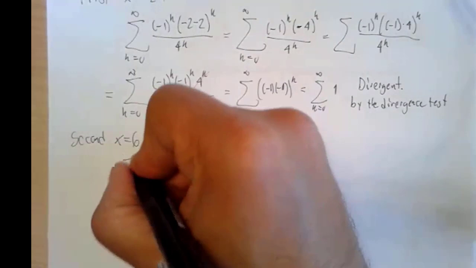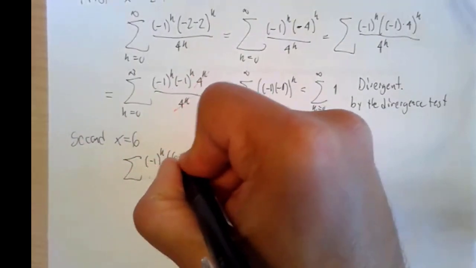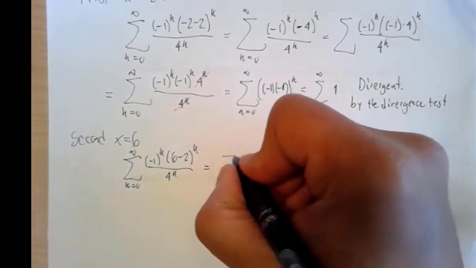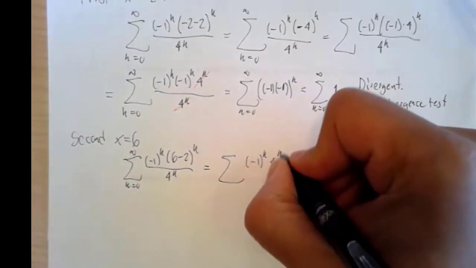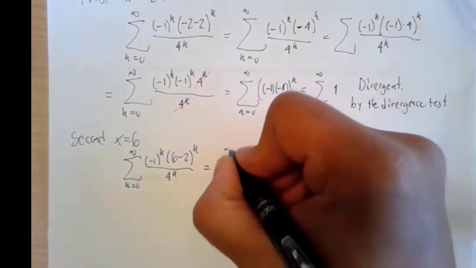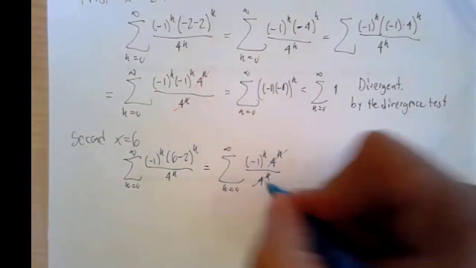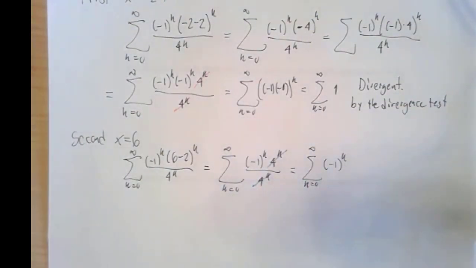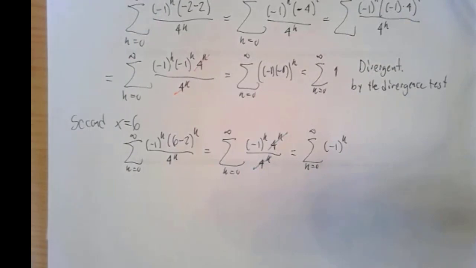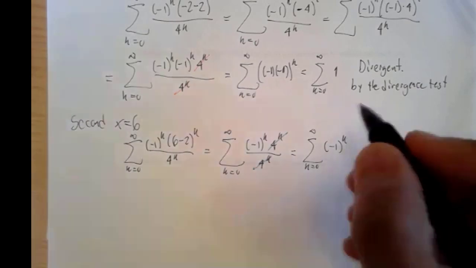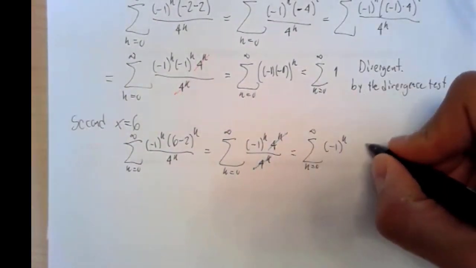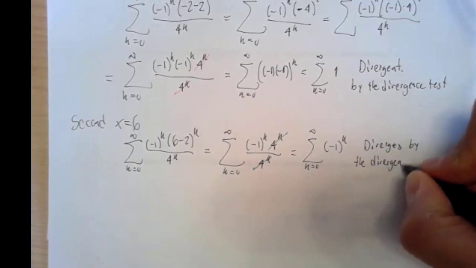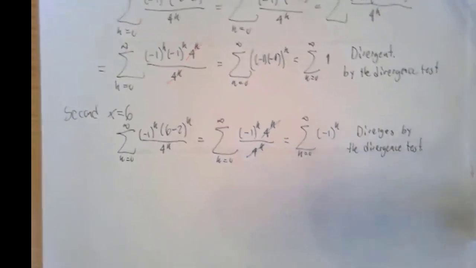So the same thing, we plug 6 into the original power series. So it will be 6 minus 2 to the k over 4 to the k. And this, when we simplify, is 4 to the power k over 4 to the power k. This is a bit easier because this obviously cancels. And now all we have is -1 to the k. And we talked about this one before as well. This is like -1 plus 1, -1 plus 1, -1 plus 1. And the same thing, the term is not going to 0. So this one diverges by the divergence test. So both of the endpoints were divergent.